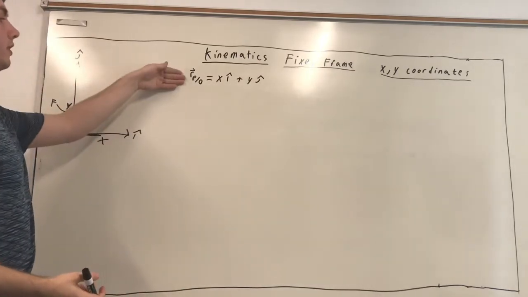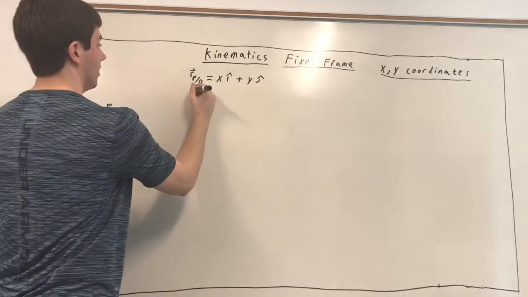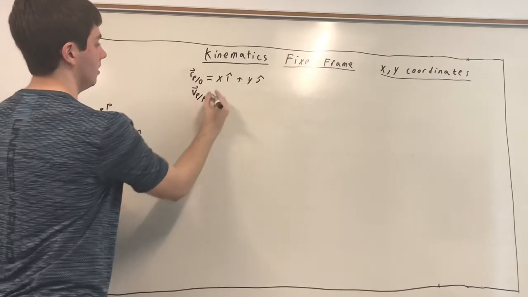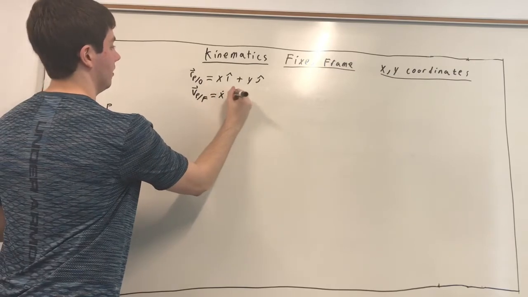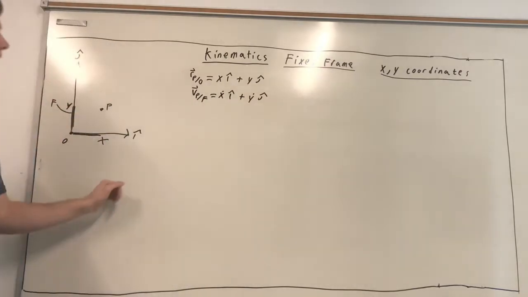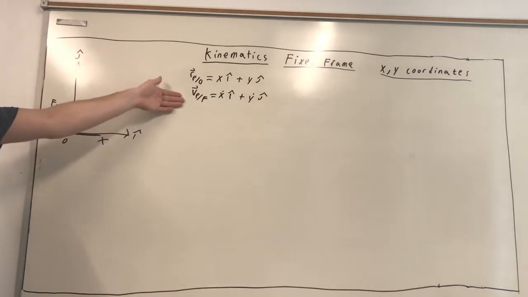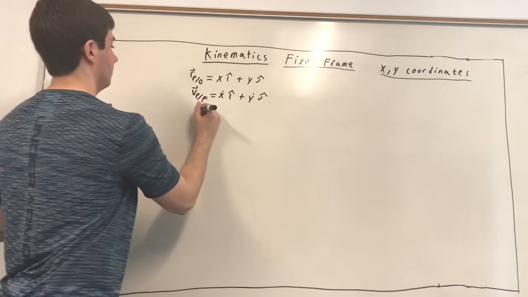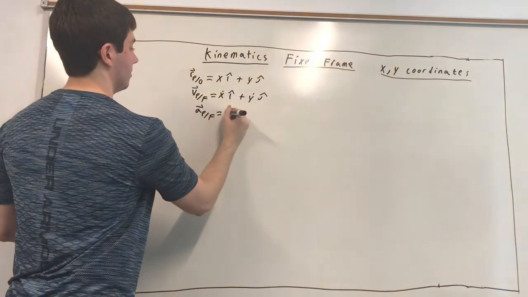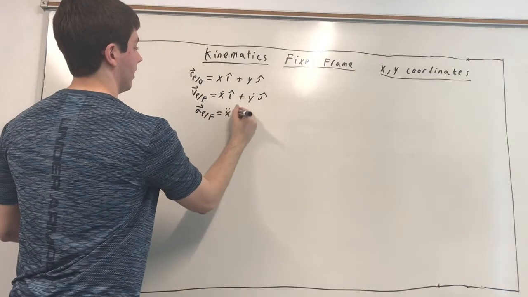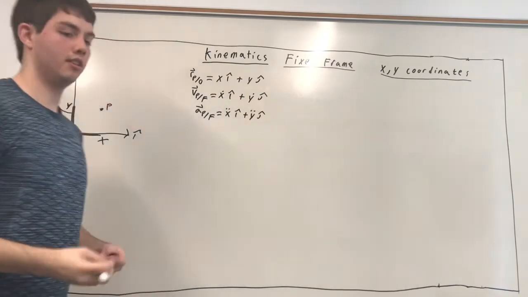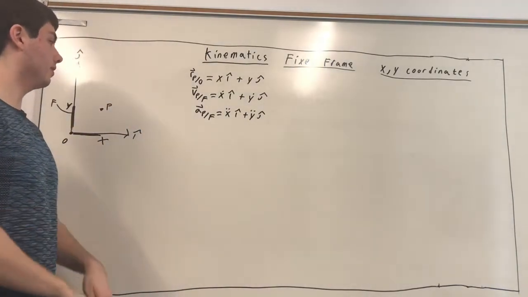Then you take the derivative of this with respect to time, and you have v of P with respect to the fixed frame equals x dot i hat plus y dot j hat. Next you'll take the derivative of this with respect to time, and you'll get acceleration of P with respect to the fixed frame equals x double dot i hat plus y double dot j hat. So this is simple enough.